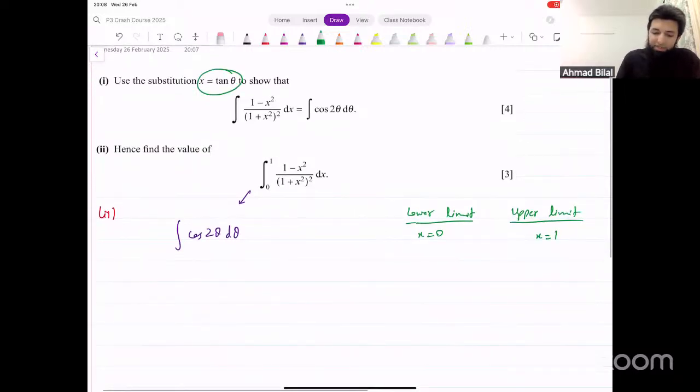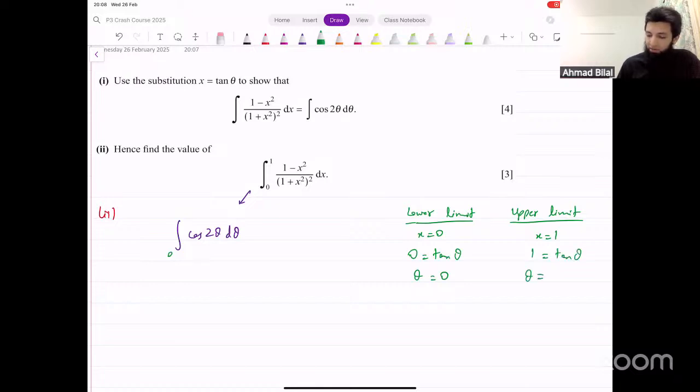The substitution is x equals tan theta. Now, if x is 0, just put this on your calculator. Tan inverse of 0 will be 0. You get 0 here. 1 equals tan theta. Tan inverse of 1, put that on your calculator and you should get pi over 4. Make sure to use radians always. Do not use degrees. The limits are from 0 to pi over 4. So now you input those limits, 0 to pi over 4.